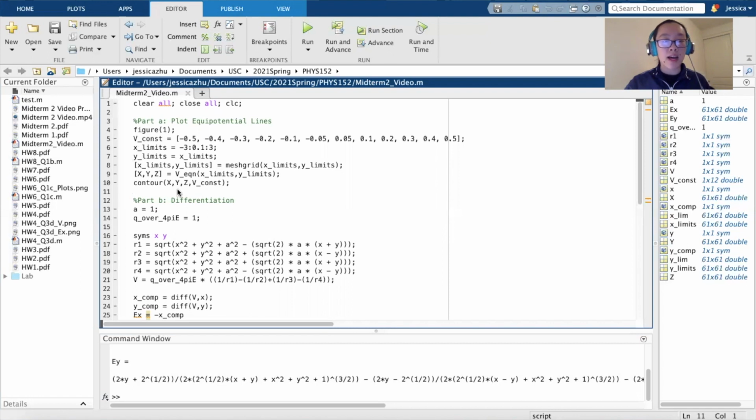In part A, I plotted the equipotential lines. To do so, I converted the electric potential constant values that were given from polar to Cartesian. And this gave me figure 1 here.